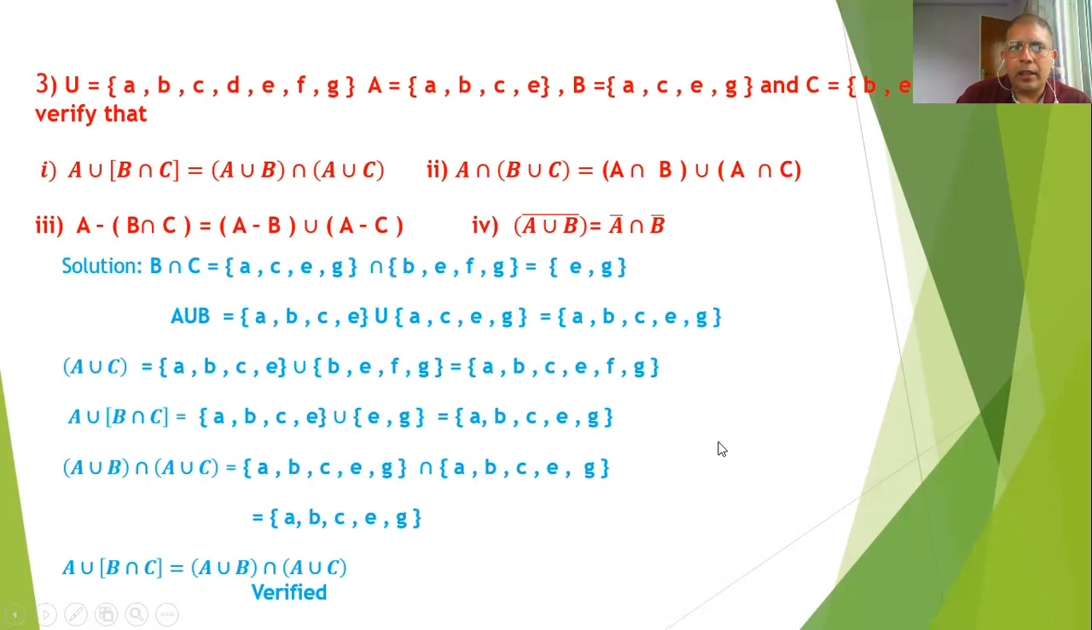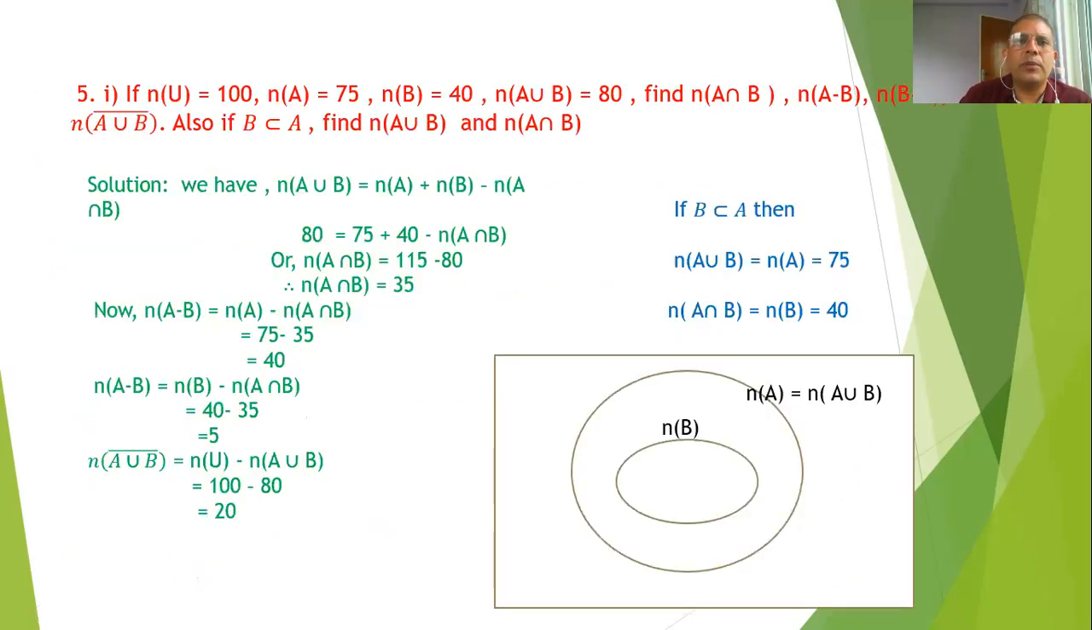Okay. Then after, I want to give you question number 5. For this one, your question is: n of U is equal to 100, n of A is equal to 75, n of B is equal to 40, n of A union B is equal to 80. We need to find out n of A intersection B, n of A minus B, n of B minus A, and the complement of A union B. Also find, if B is a subset of A, n of A union B and n of A intersection B.